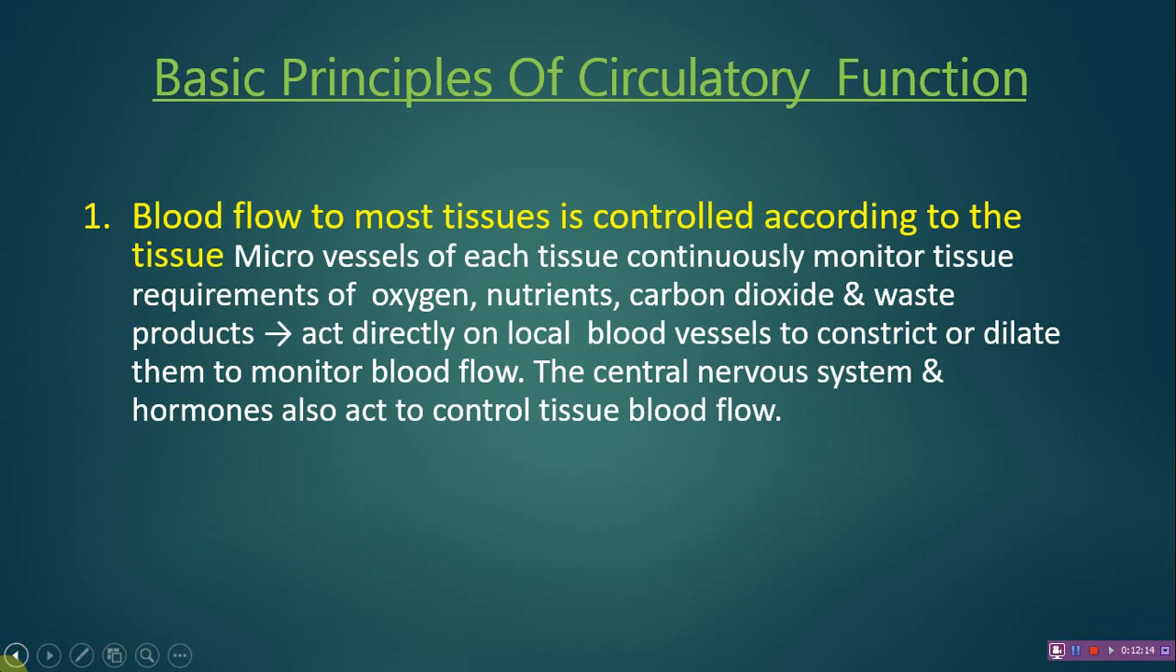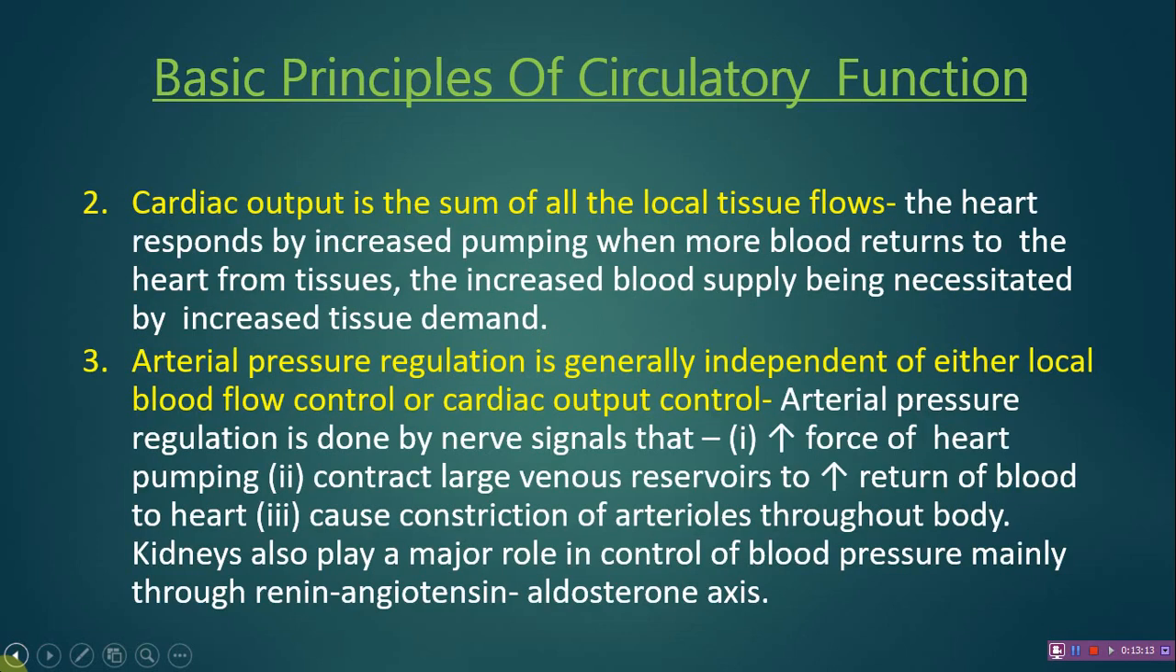Now, the following are the basic principles of circulatory function. First, the blood flow to most tissues is controlled according to the tissue need. We know that occasionally active tissues may need blood flow 20 to 30 times the resting level. The heart at best can increase cardiac output 4 to 7 times the resting level. So you can see that it is not possible simply to increase blood flow everywhere in the body when a particular tissue demands increased flow. Instead, microvessels of each tissue continuously monitor tissue requirements of oxygen, nutrients, carbon dioxide, and waste products, and act directly on local blood vessels to constrict or dilate them to control blood flow. The central nervous system and hormones also act to control the tissue flow.